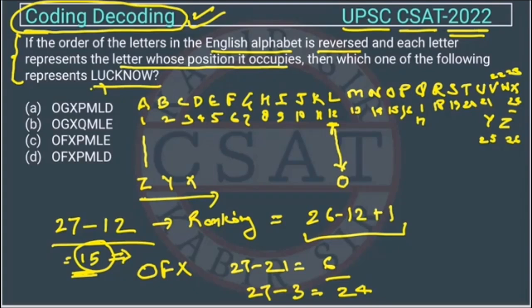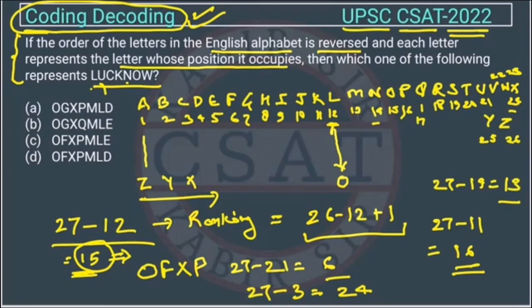Now similarly for K. K is at position 11. When we reverse this alphabet, which letter will come at position 11? This will be 16. The letter which is at number 16 will come, so this is P, right? Now similarly we will do for N. N is 14 here. So 27 minus 14 is equal to 13, right? At 13 we have M. So now you can see the answer will be from these two. These cannot be the answer, right?